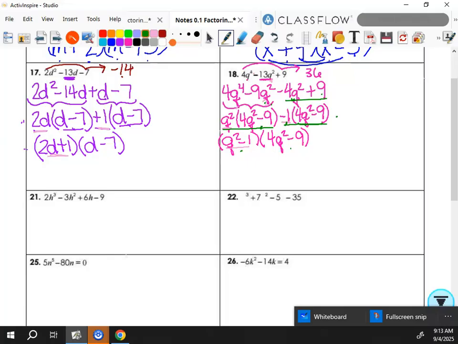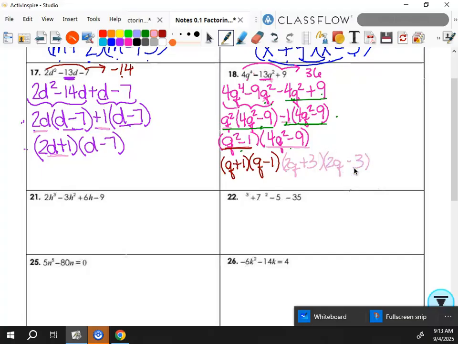Okay, so now I have factored it into two binomials, but can I factor this one more? Yes, because this right here, is that a difference of squares? Yes, so this can become q plus 1 times q minus 1. And then this is also a difference of squares. So what would my first term here be? 2q plus 3, good. And then 2q minus 3.